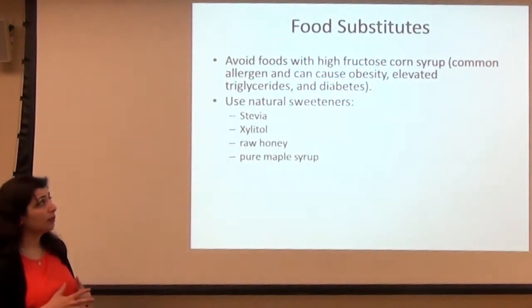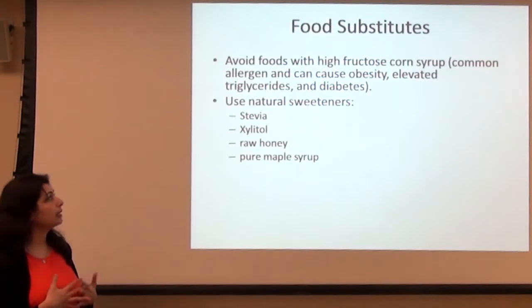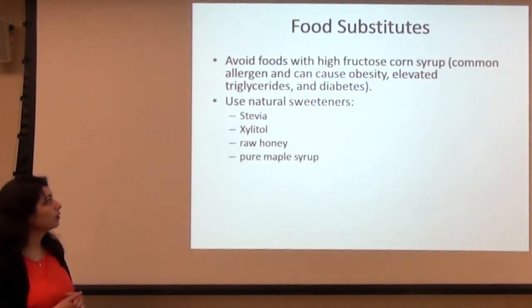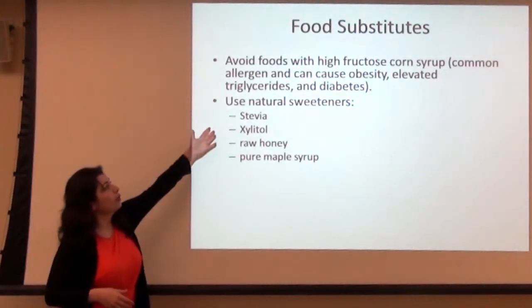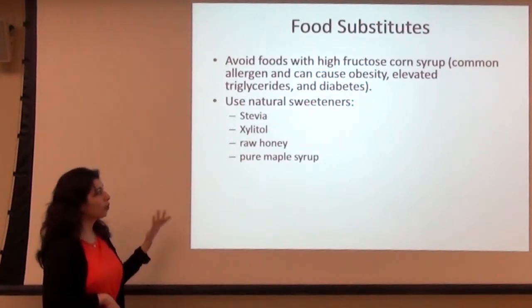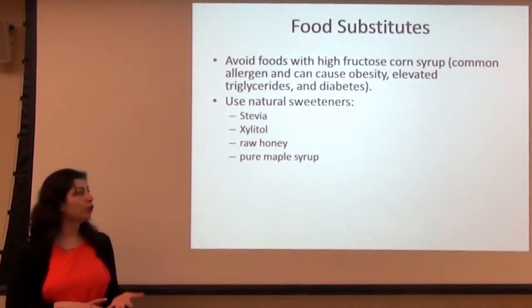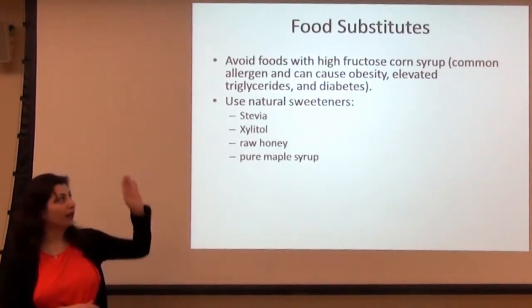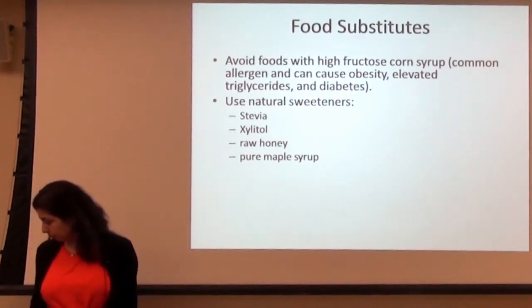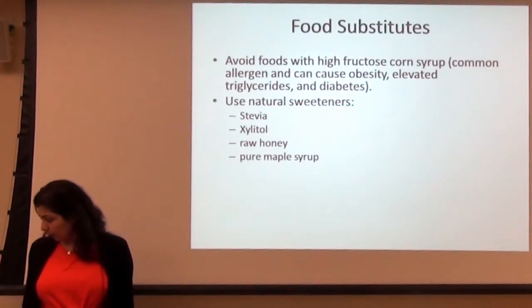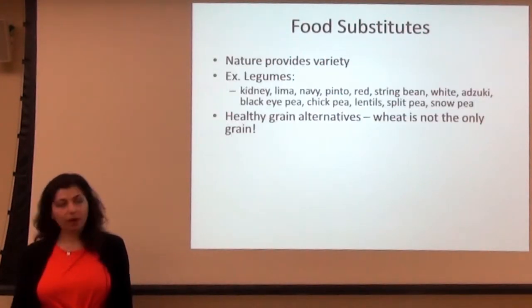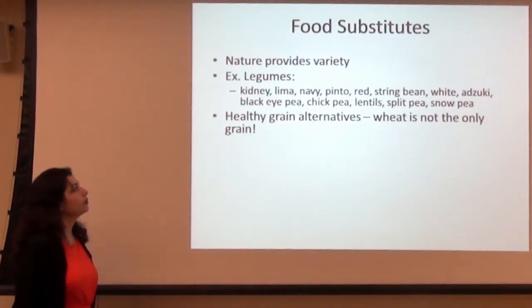They're the big reason that people get heart disease or obesity or diabetes. So a good natural sweetener could be either stevia, xylitol, raw honey, or pure maple syrup. I mean, even pure organic cane sugar is better than high fructose corn syrup. So now that we're talking about food options, let's look at other food substitutes.